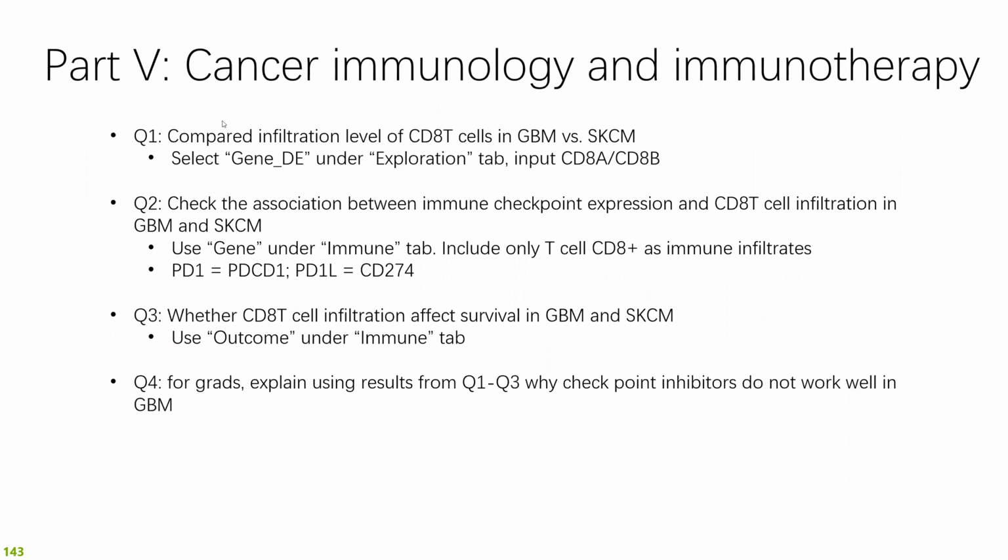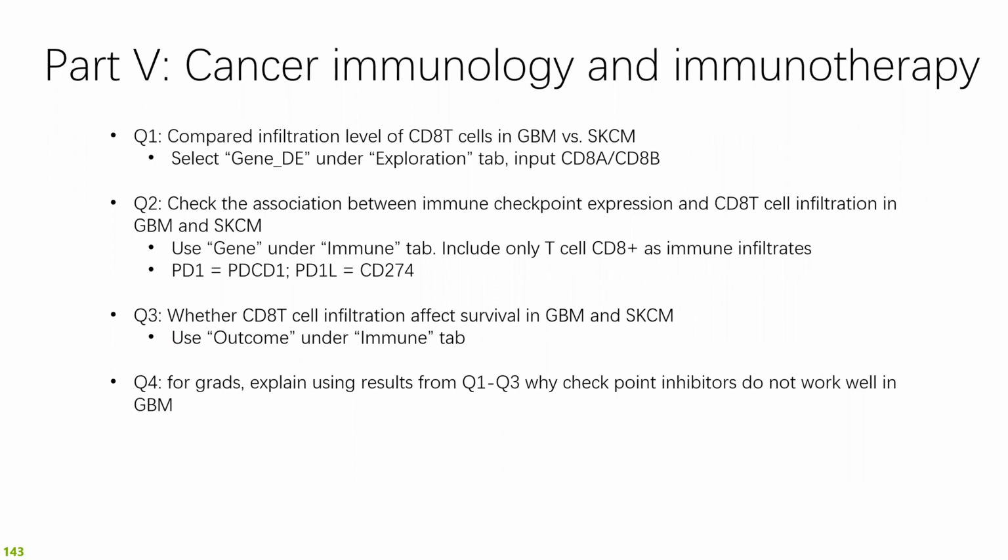For question one, you will be asked to compare the infiltration level of CD8 T cells, which are the effector T cells that kill the tumor cells. You need to select the Gene_DE tab under the Exploration tab and just input CD8A and CD8B. They are gene markers for CD8 T cells. You compare the infiltration level in glioblastoma versus SKCM.